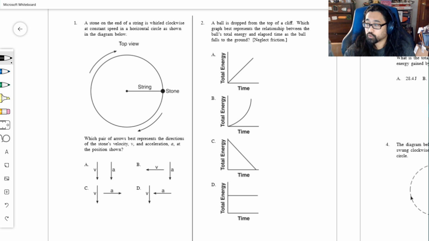Question number 2. You have a ball dropped from the top of a cliff. Total energy and elapsed time. The total energy of the ball is going to stay the same. Conservation of energy.